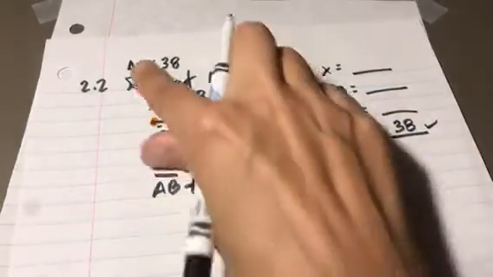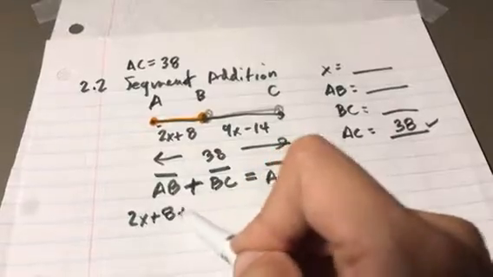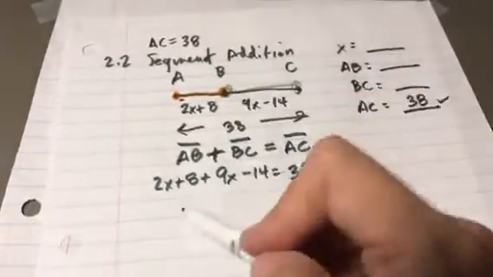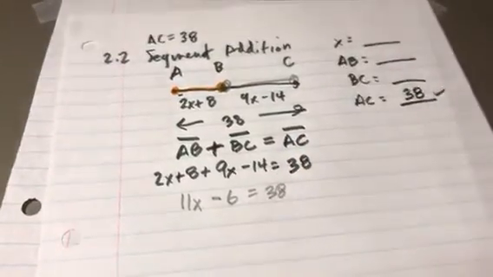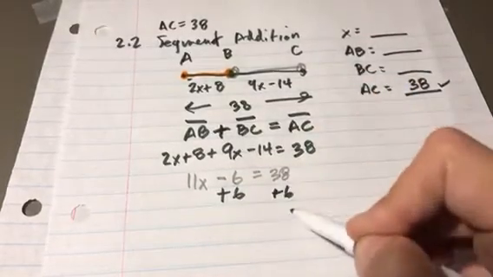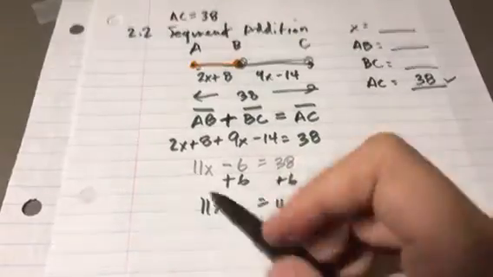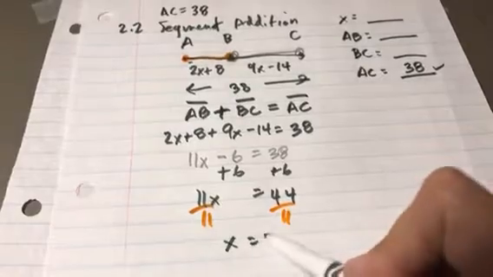So AC we know is 38, and then these we just go by the labels, and then we do our algebra. So here I get 11x minus 6 is 38. I get 11x equals 44. So divide by 11 on both sides. I get x is 4.